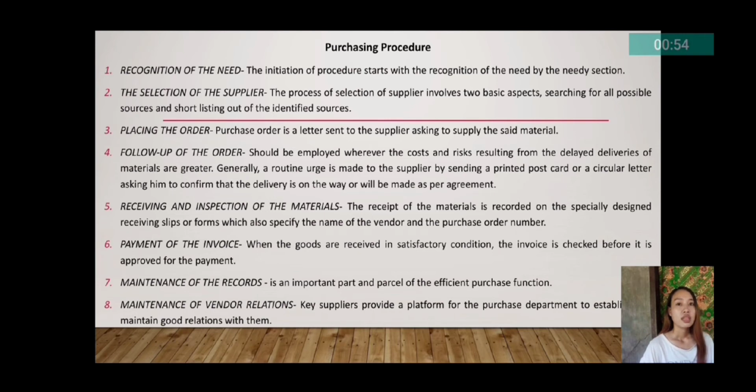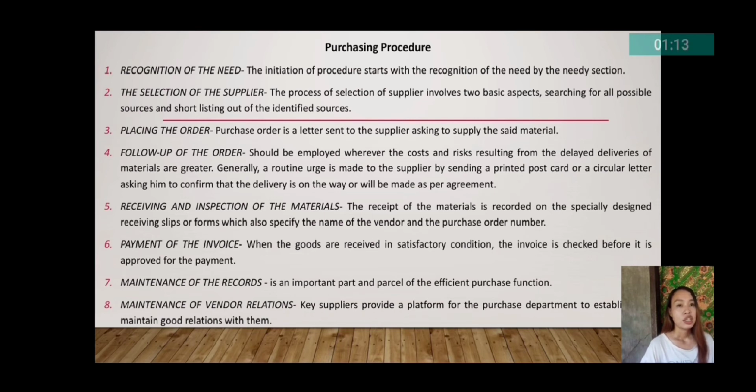Third, placing the order. The purchase order is a letter sent to the supplier asking the supplier to send the material. So, we need to ask the supplier what they can supply of the material.